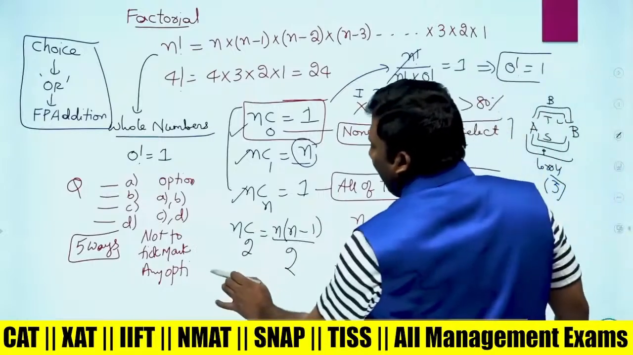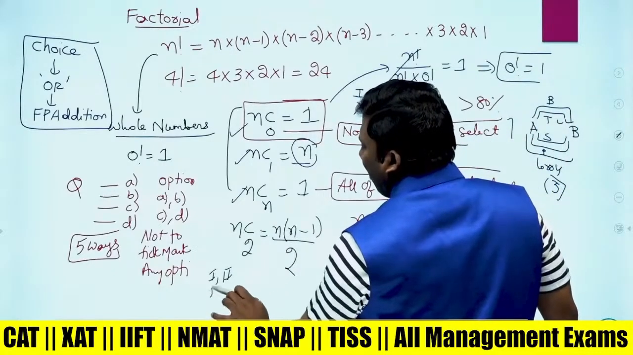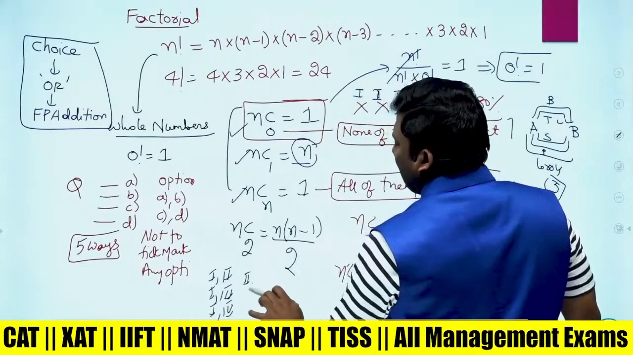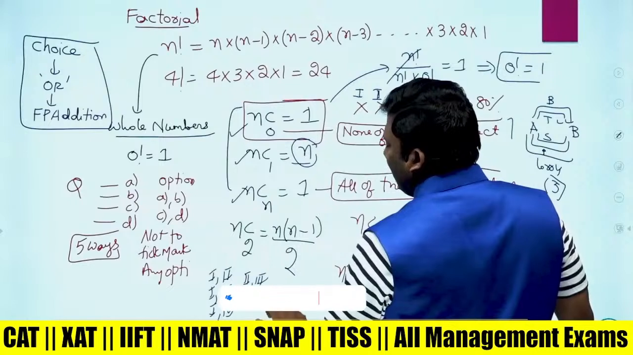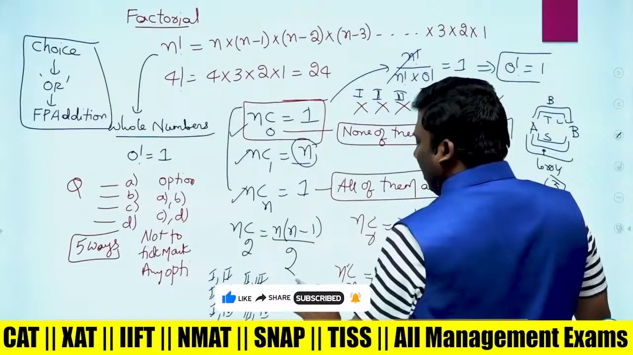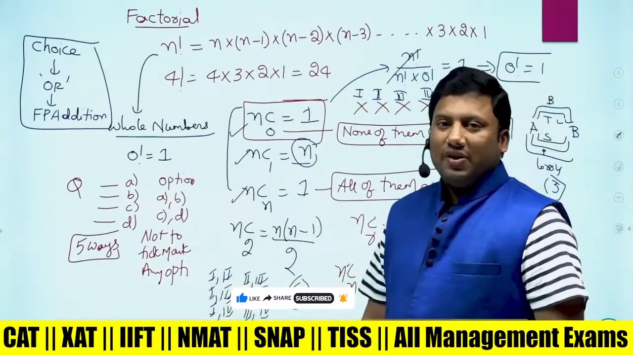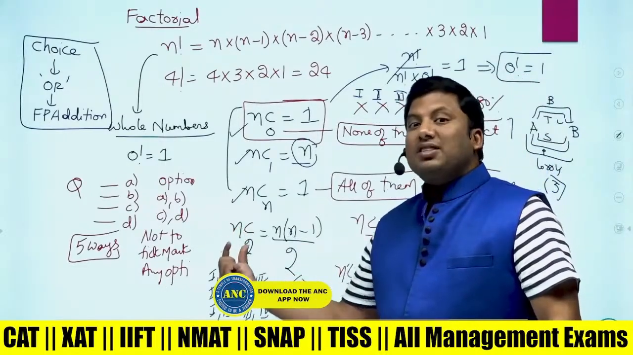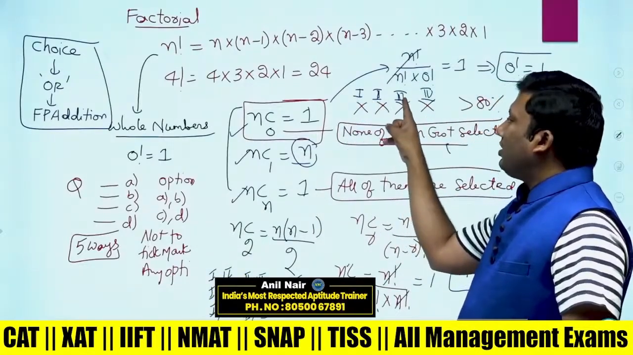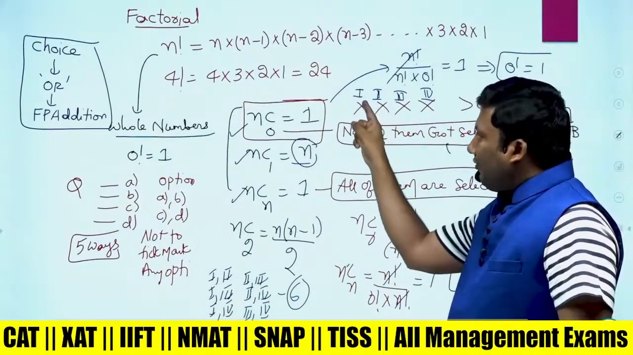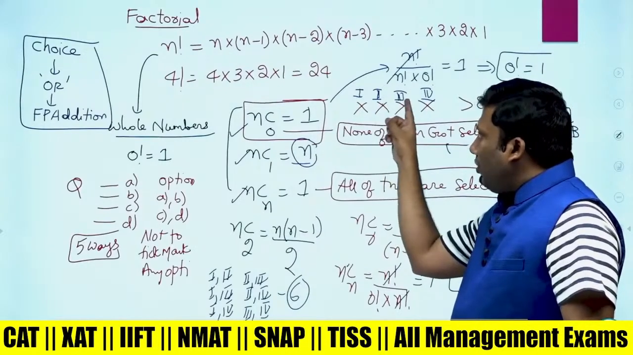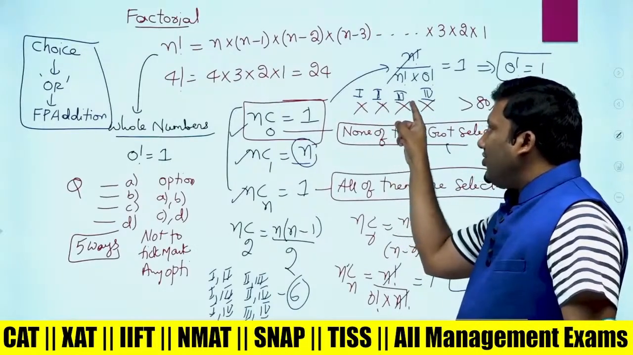So NC2: either I can select first and second, or first and third, or first and fourth, or I can select second and third, or second and fourth, or I can do third and fourth. Totally how many ways are there? Totally 6 ways are there. Suppose out of 4 I am selecting 2. Suppose I choose 1, it can go with 2, 1 can go with 3, 1 can go with 4. So the first person can go with any of the other 3 persons. Second person can go with other 3. Each one has got 3 cases.